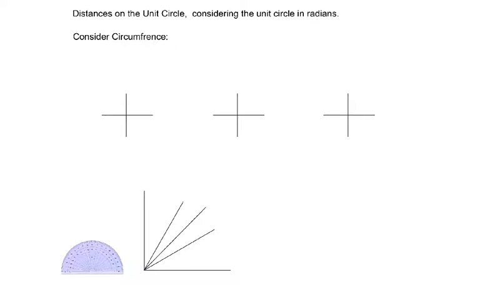Welcome. Now we're going to start talking about the unit circle, and also start to understand this radian measure. In order for us to do that, let's consider circumference. We define circumference as 2 pi times the radius r. Now, if I let r be 1, and we think about a circle of radius 1, then I would have circumference equals 2 pi times 1. So 2 pi is the distance around a circle of radius 1.